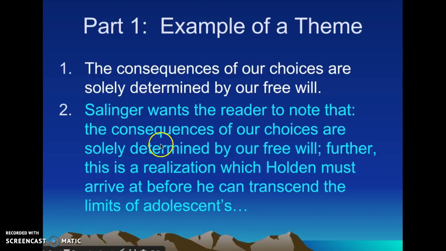This would be an example of what you might write. Salinger wants the reader to note that the consequences of our choices are solely determined by our free will. Further, this is a realization which Holden must arrive at before he can transcend the limits of adolescence. This is exactly what you can do in your text. Lay it out in that format. If that's comfortable for you, that's exactly what you can do. Copy that formatting.